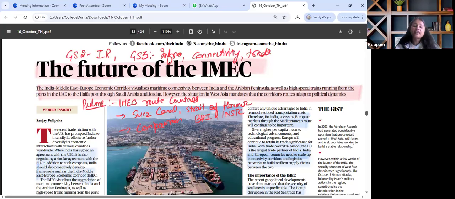For Mains perspective, the strategic significance for India's connectivity diplomacy, and the role in reducing logistics cost and diversifying supply chains. We can even interlink it with India's vision of SAGAR and global partnership. So in this manner, this article is to be seen, read, and revised.